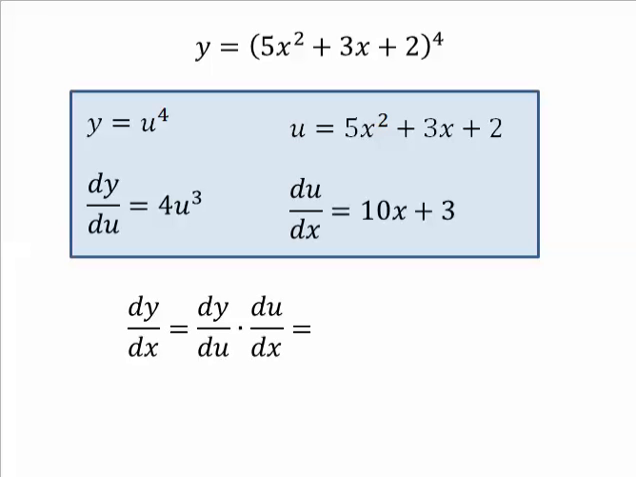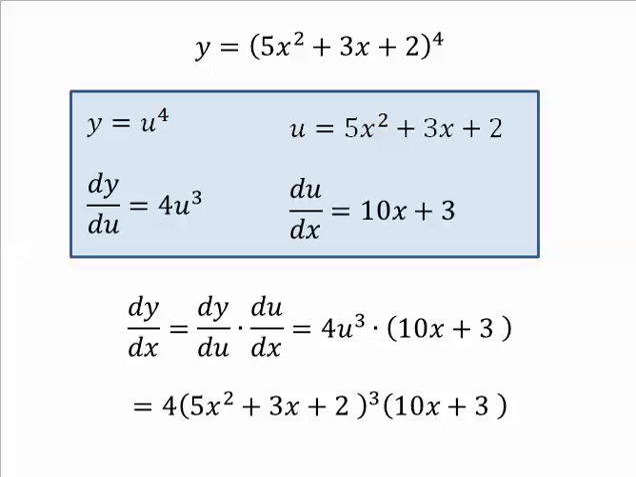Dy dx, the rate of change of y with respect to x, is going to equal the product of the rate of change of y with respect to u times the rate of change of u with respect to x, which we get right here, 4u to the third times 10x plus 3. Now, the only thing that's left for us to do is, u was just used to help us find the derivative. So let's replace u with what it is, 5x squared plus 3x plus 2. And that is the derivative that we're looking for.